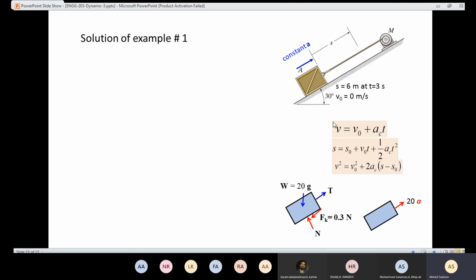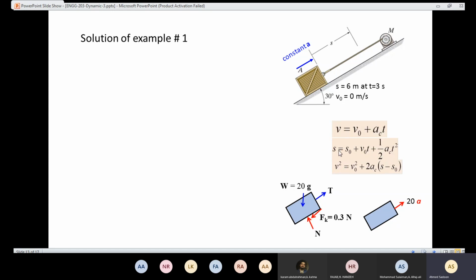So if I'm going to use this equation, what will happen? The velocity when the time is 3, I don't know. I know the value of V naught, the initial velocity, which is 0. I know the time. So here I have V, I don't know, and I don't know the value of AC. So I'm not going to use this equation. Similarly, in this equation, I'm going to have two unknowns, the value of V and the value of AC. So here is the only equation that is going to help me to determine the value of AC.